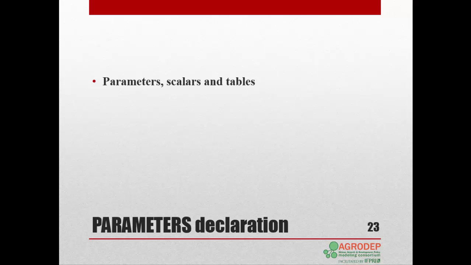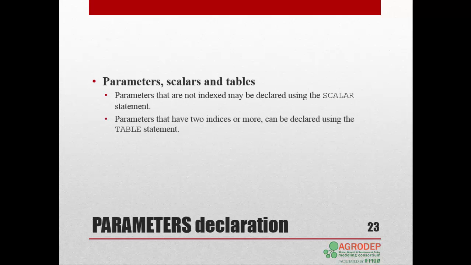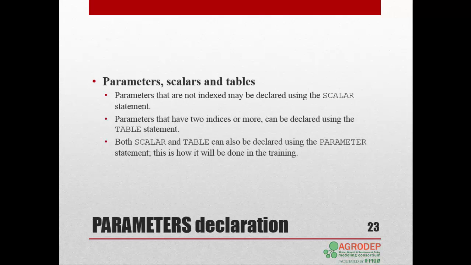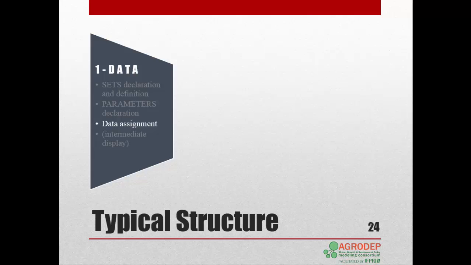GAMS differentiates between three types of parameters: parameters, scalars, and tables. Parameters that are not indexed may be declared using the scalar statement. Parameters with two or more indices may be declared using the table statement. Both scalar and table can be declared using the parameter statement. This is how it will be done in this training. In the next session, we cover data assignment.